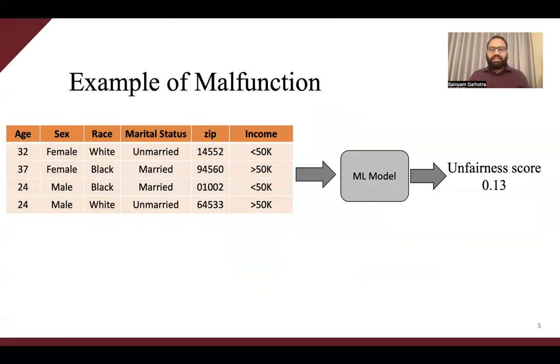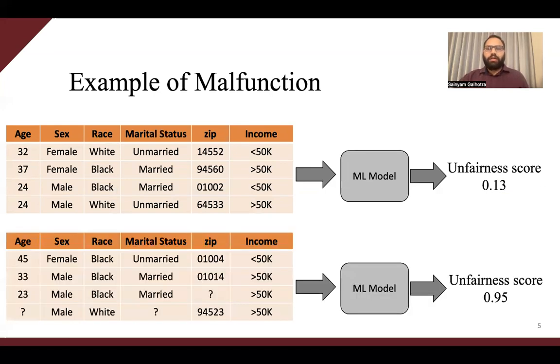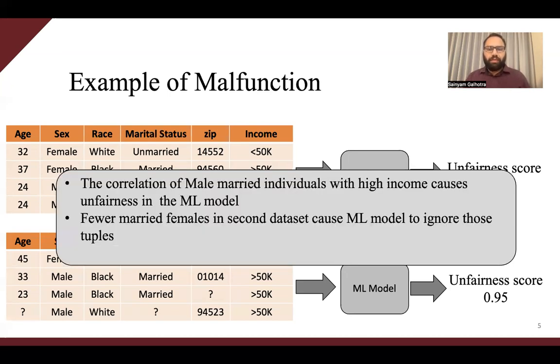Now, let us look at another example of malfunction. In this case, you train an ML model to predict income of individuals and ensure that it does not discriminate against sex. Now, when you use the same pipeline to train it on another dataset, it is highly biased against women. After a close investigation, you observe that there are two main causes of bias. First, more male individuals have higher salary than female individuals. Second, females with higher income are fewer in the dataset, because of which the system tends to ignore those individuals.